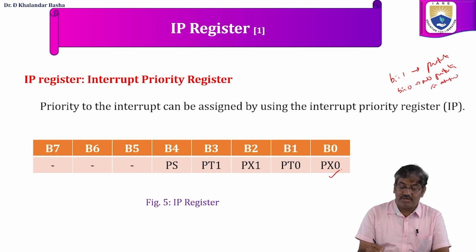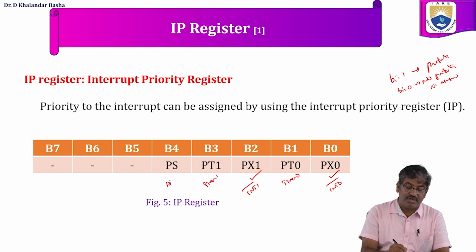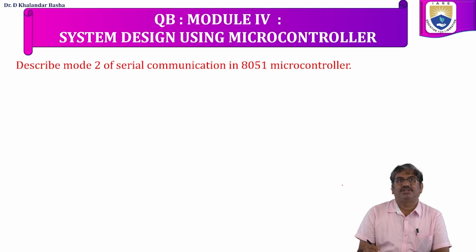So the priority for INT 0, priority for INT 1, priority for timer 0, priority for timer 1, priority for serial communication. This is the interrupt priority register.